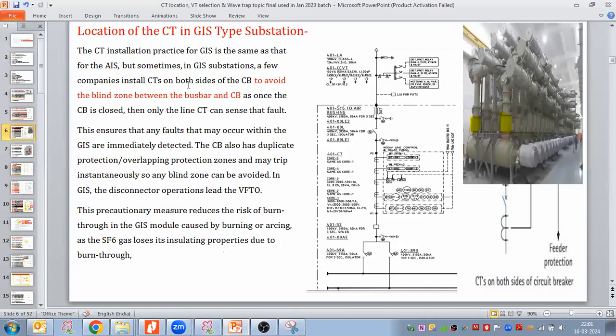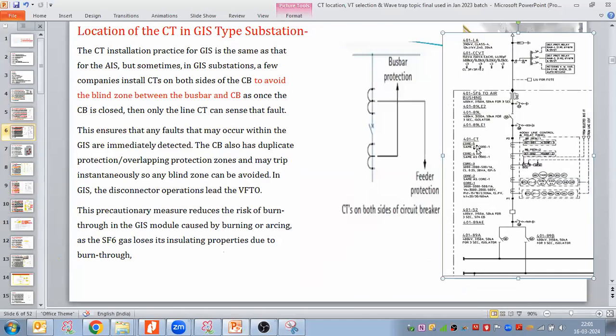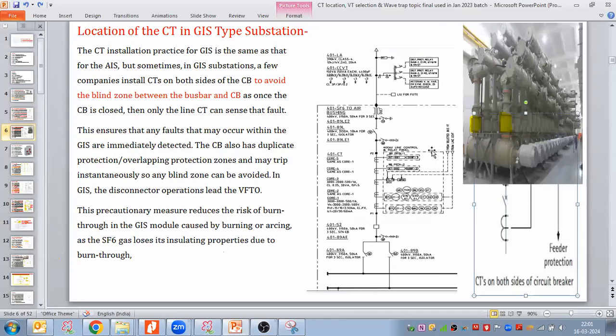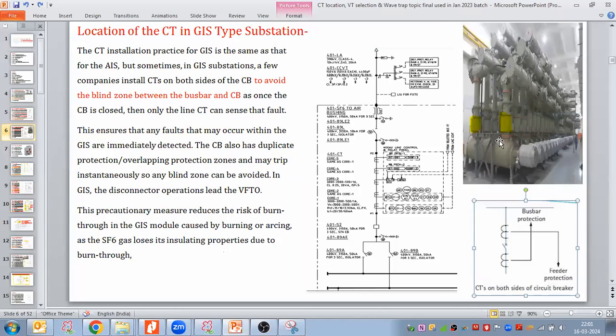So if a company installs CT on both sides of the breaker, this is the figure that we have. On both sides they are installing, due to that reason you can see CTs on two sides. This is to avoid the blind zone between the bus bar and the CT, as once the breaker is closed, then only the CT can sense the fault, that we discussed. This ensures that any fault that may occur within the GIS is immediately detected. The CT also has duplicate protection or overlapping protection zone and may trip instantaneously. So blind zone can be avoided.